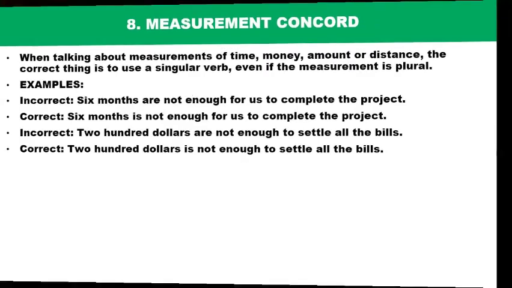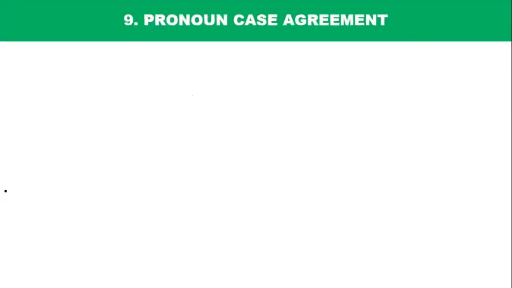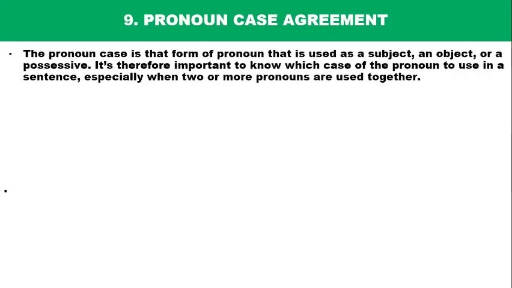Okay? And this brings us to the last, but not the least, type of concord, and that is what we call pronoun case agreement. All right? The pronoun case is that form of pronoun that is used as a subject, an object, or a possessive. All right? So it is important to know which case of the pronoun to use in a sentence, especially when 2 or more pronouns are used together. Let's look at some examples.